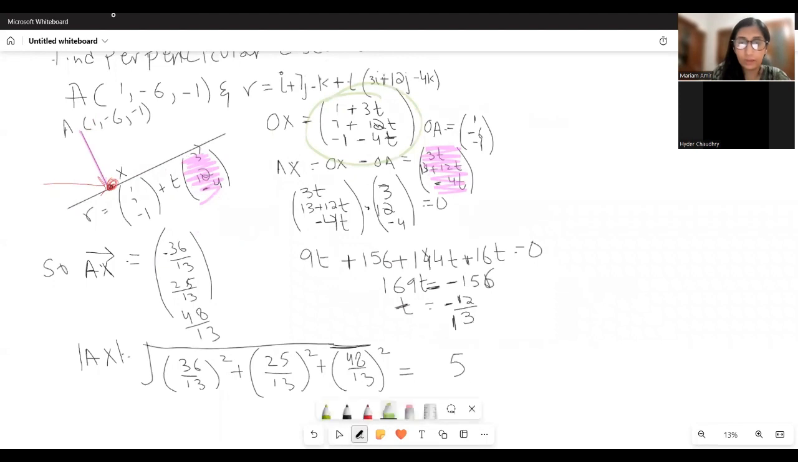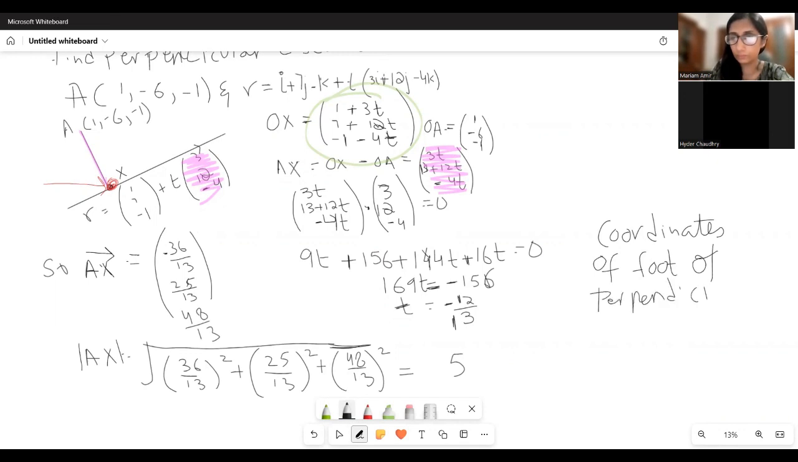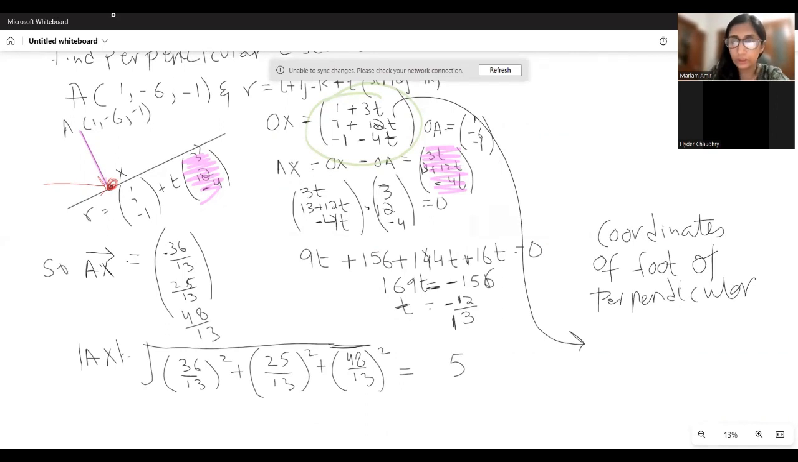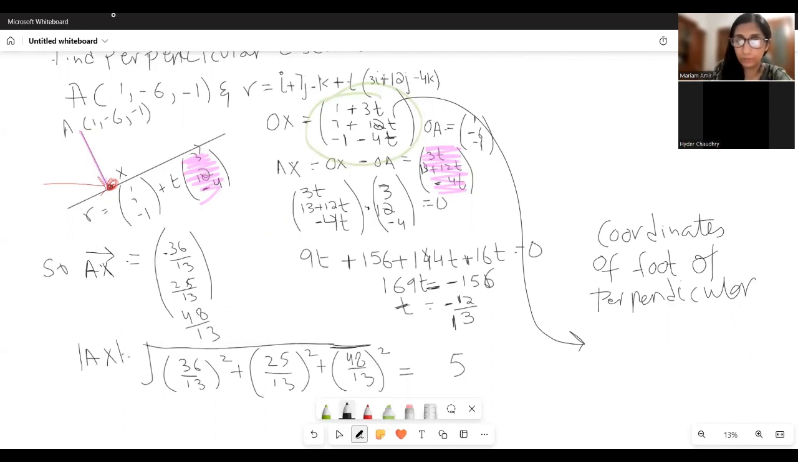So the coordinates of X would be the coordinates of the foot of the perpendicular. From here, you substitute the value of t. Can you tell me what you get?